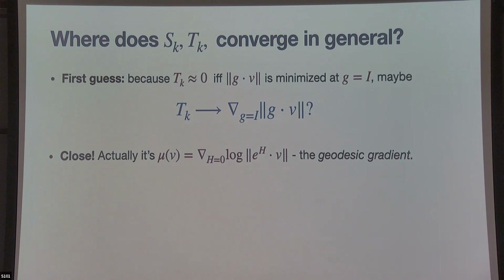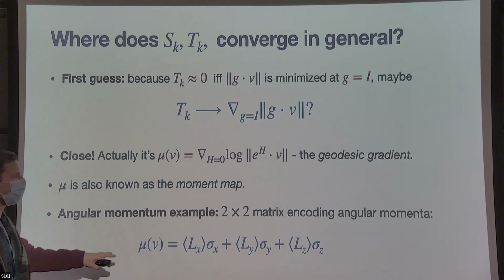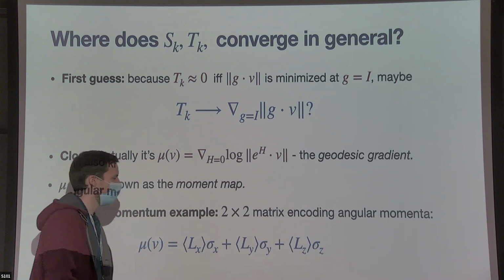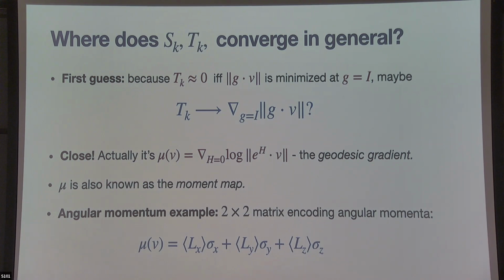Right. And that's why this matrix ends up being a Hermitian matrix. These are the Pauli matrices, some 2x2 Hermitian matrices. But you can easily read off the angular momentum from this moment map, which is kind of cool.